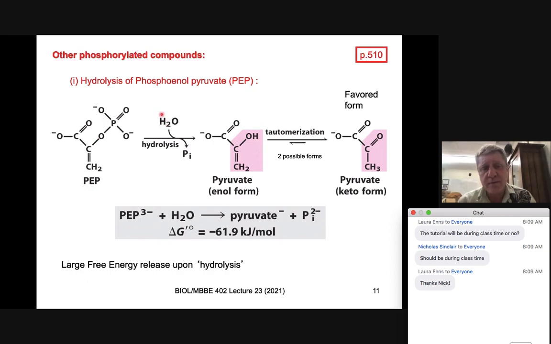So when water comes in, we're going to cause the hydrolysis, same situation where we'll see hydroxyl be split and a hydrogen be split off the water molecule, providing the hydrogen here and the hydroxyl on the phosphate group, producing the inorganic phosphate. This will lead to a particular compound called pyruvate, and we'll study this shortly. And it has two forms. It has an enol and a keto form.